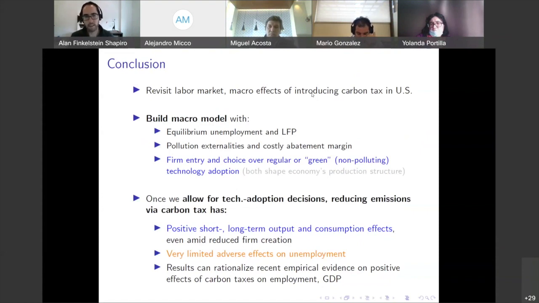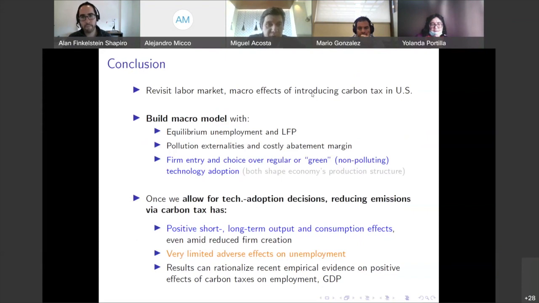But again, taking this to the real world, I think you need to take more seriously the issues of household heterogeneity and the potential distributional effects of a carbon tax, that some groups might be more affected than others in the context of a carbon tax.